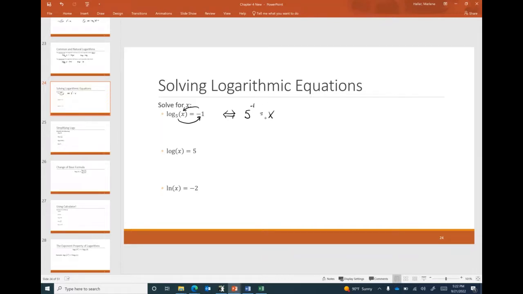Well, what is 5 to the negative first power? Get rid of that negative exponent, we have to move it down below the dividing line to make it positive. So that becomes 1/5.